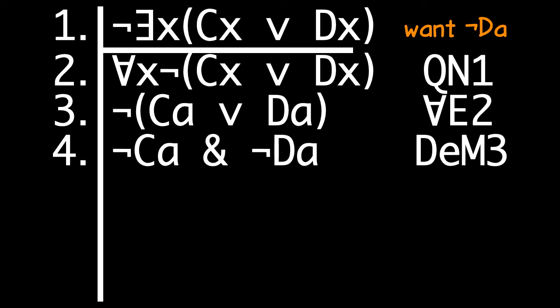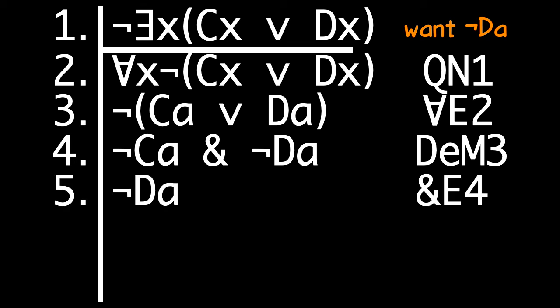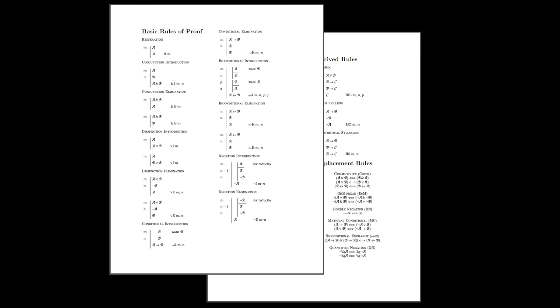Now, line 4 is a conjunction. And the conjunction elimination rule lets us write down either conjunct. That is, we can just write down not Da by and elimination applied to line 4. Not Da is what we wanted, so we're done. So that's it. Now we have the complete proof system for QL.